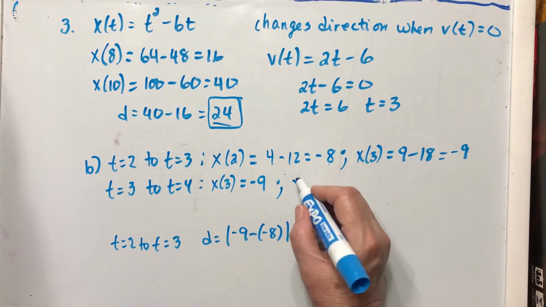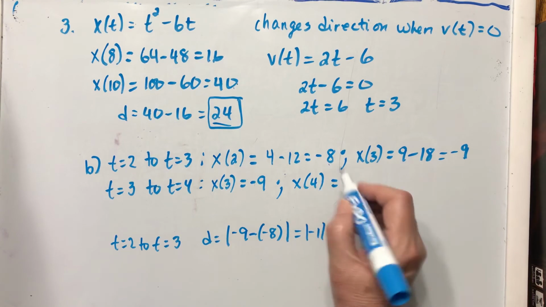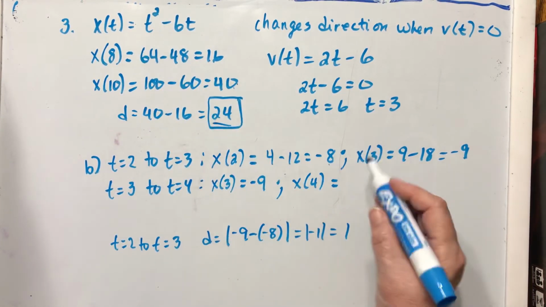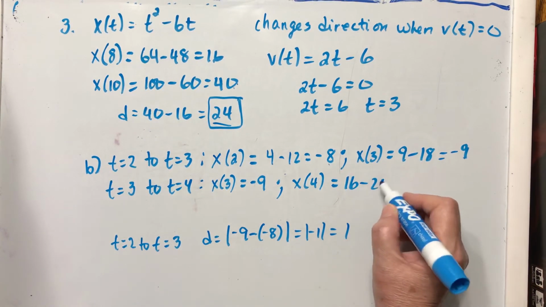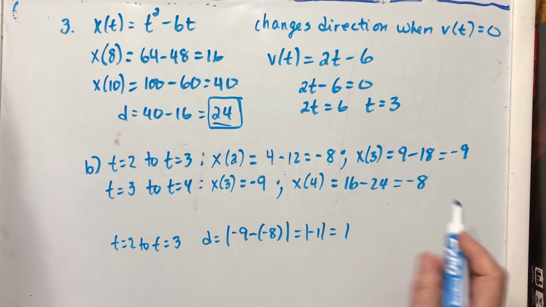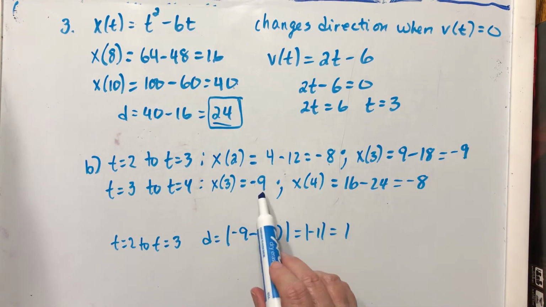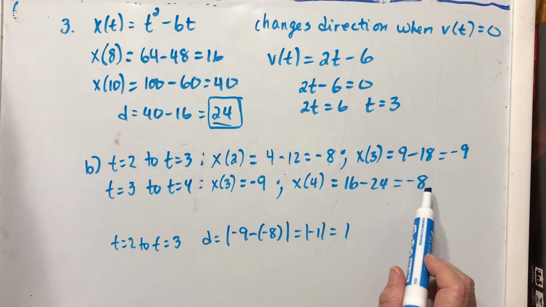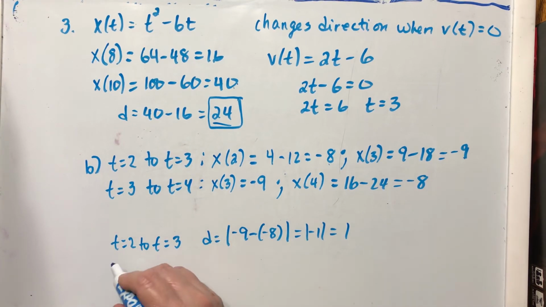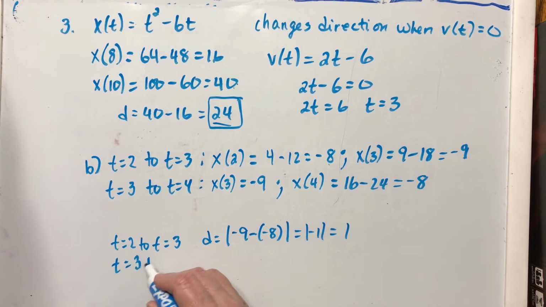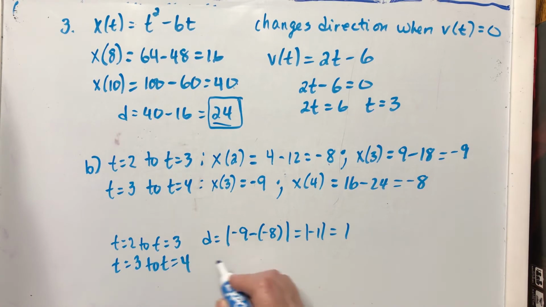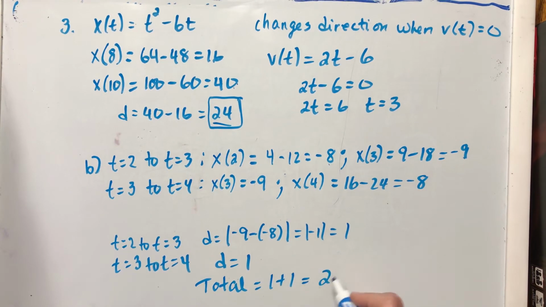When t equals 4, we want to find our position at 4, so that's going to be 16 minus 24 equals -8. Well, again, how far has it traveled if it goes from -9 to -8? It's only traveled 1 unit. So the total distance traveled, you add those two distances. It's just going to be 1 plus 1. So the total distance traveled is 2.